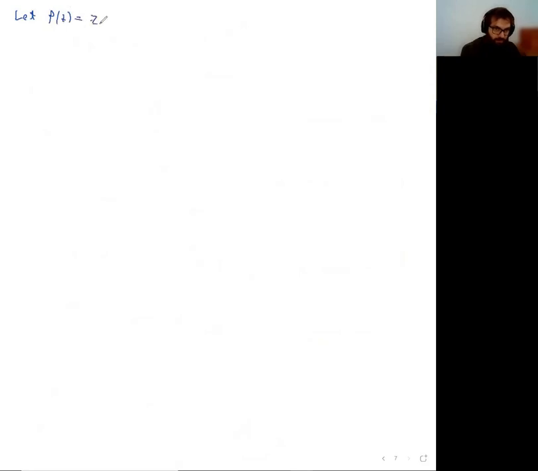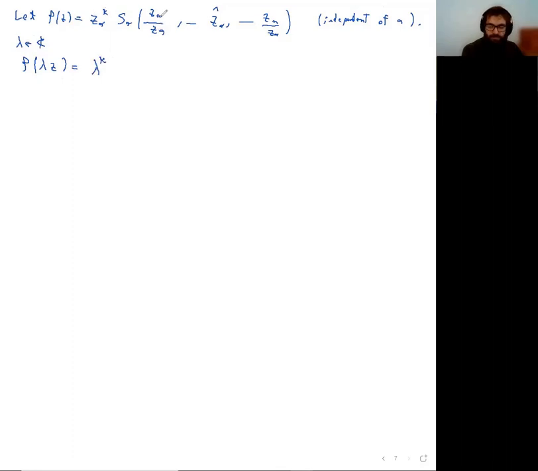Let P of Z be Z alpha to the k times S alpha of (Z0 over Z alpha, skipping Z alpha, up to Zn over Z alpha). And this is independent of alpha, so it really depends only on the section S. Now we see that this is a homogeneous polynomial. If you take P of lambda Z, for lambda in C, this is lambda to the k, because you get it from outside, but inside everything simplifies. So this is lambda to the k times P of Z. So P is homogeneous of degree k.